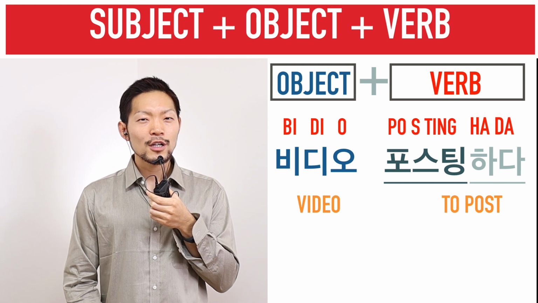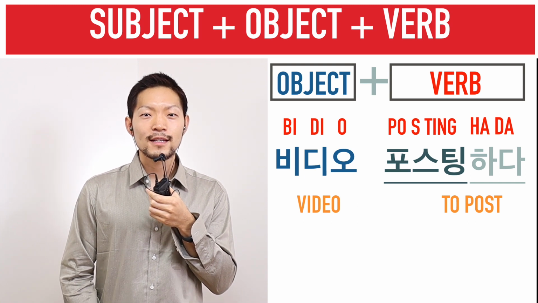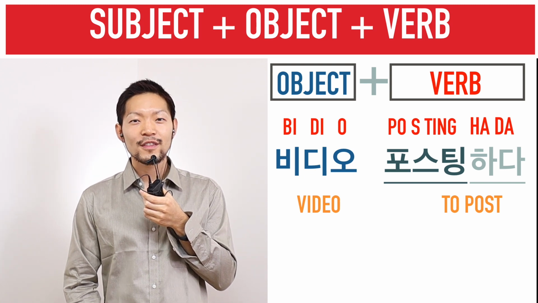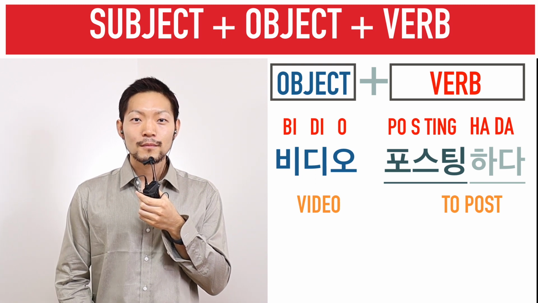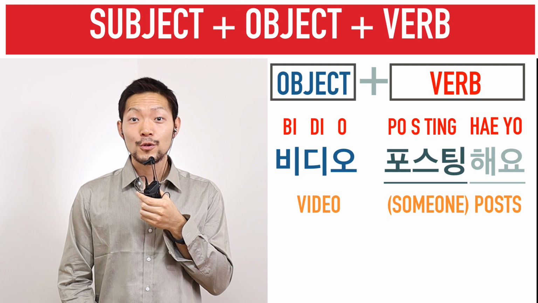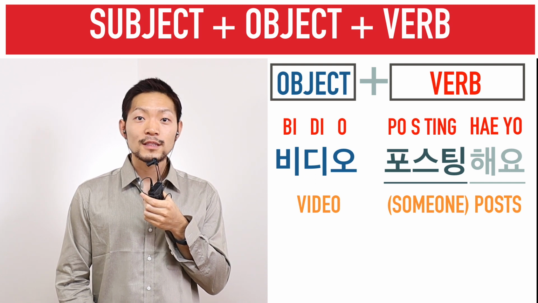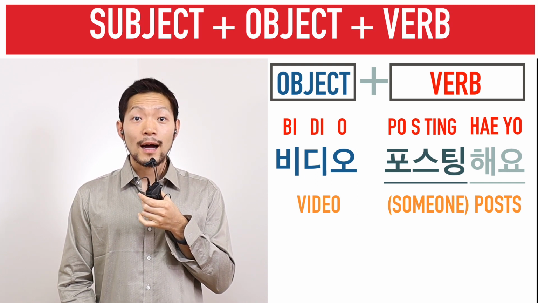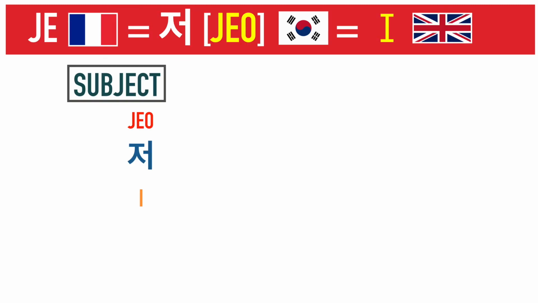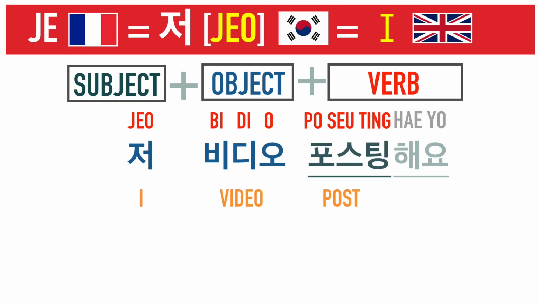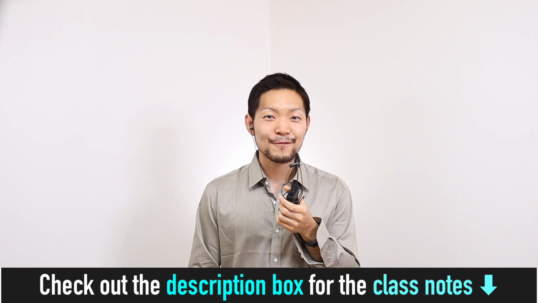Now, let's conjugate the verb so that we can say someone posts a video without mentioning specifically who. Okay. 비디오 포스팅해요. Someone posts a video. 비디오 포스팅해요. How about I post a video? Remember I? 저 비디오 포스팅해요. 저 비디오 포스팅해요.